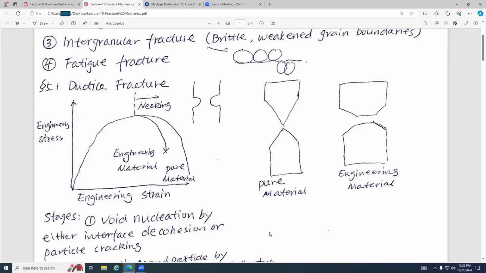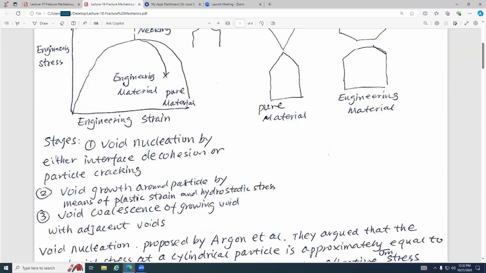Okay, so there are three stages. The first one is void nucleation, by either interface decohesion or particle cracking. Nucleation, you guys know nucleation, right, guys? What is nucleation? What is the nucleus? Like the central particle. Yeah, the central particle.